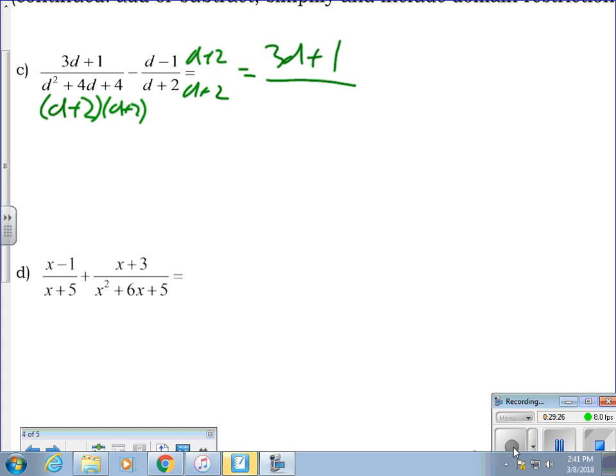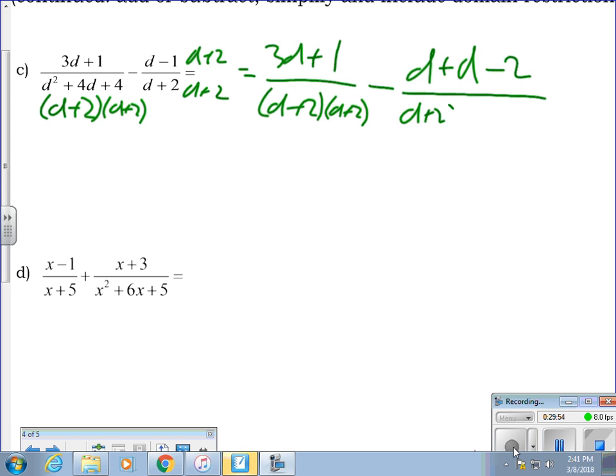3D plus 1 over D plus 2 times D plus 2 minus, and then I have to FOIL the second one out. Square the first term, add the two constants. Negative 1 plus 2 is 1, so that means I have 1D. Multiply the 2, negative 1 times 2 is negative 2, all over D plus 2, D plus 2. And once again, our domain restriction is D can't be negative 2.